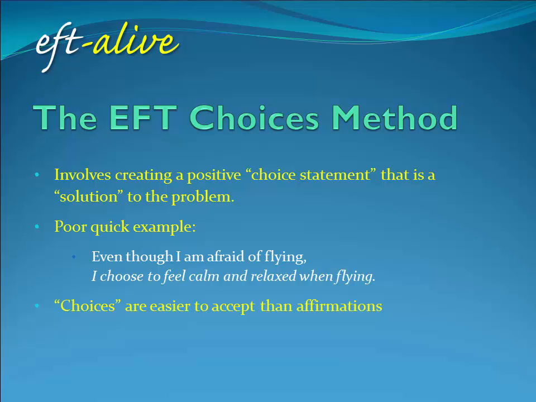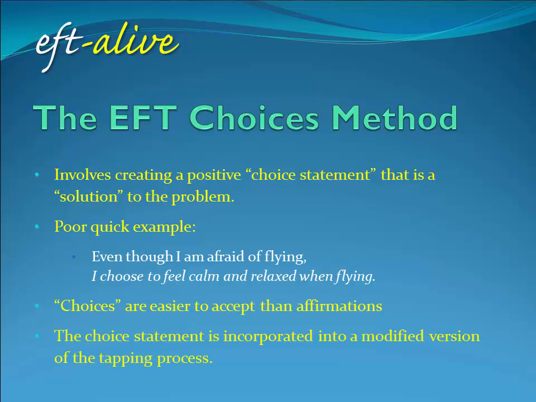Now try saying it this way. "I choose to eat healthy and weigh 120 pounds." And what you'll notice is that when you say an affirmation, your mind generally objects because it's not true. You're saying something as if it's true and your mind goes, "Nah, it's not true." There's this sense of discord. With an affirmation, you're sort of trying to push through that. Whereas with a choice statement, your mind doesn't object, and so it's much easier to receive than an affirmation.